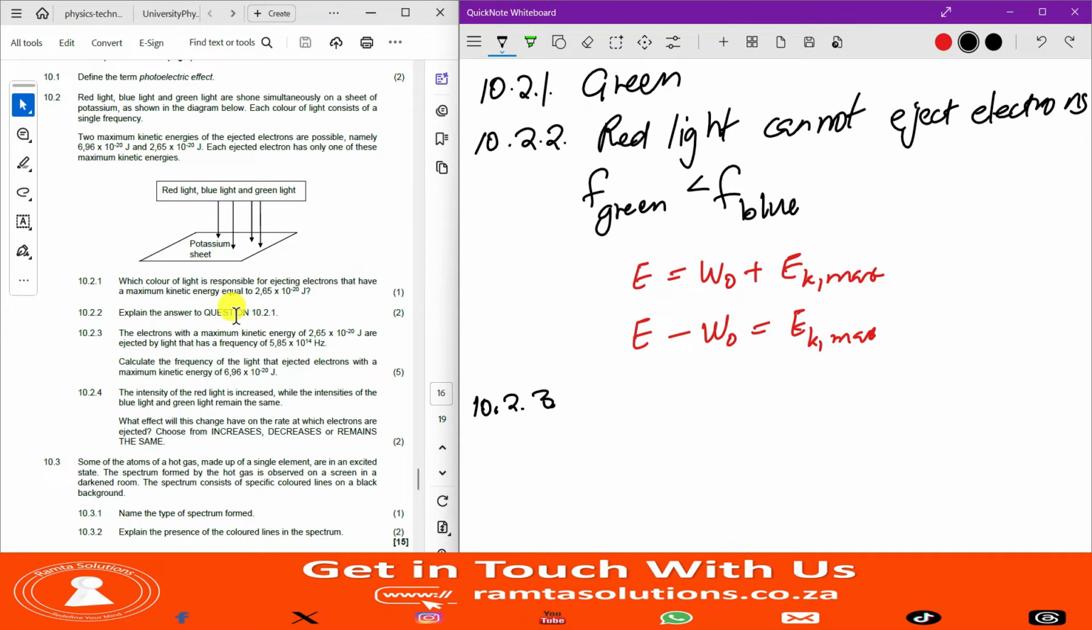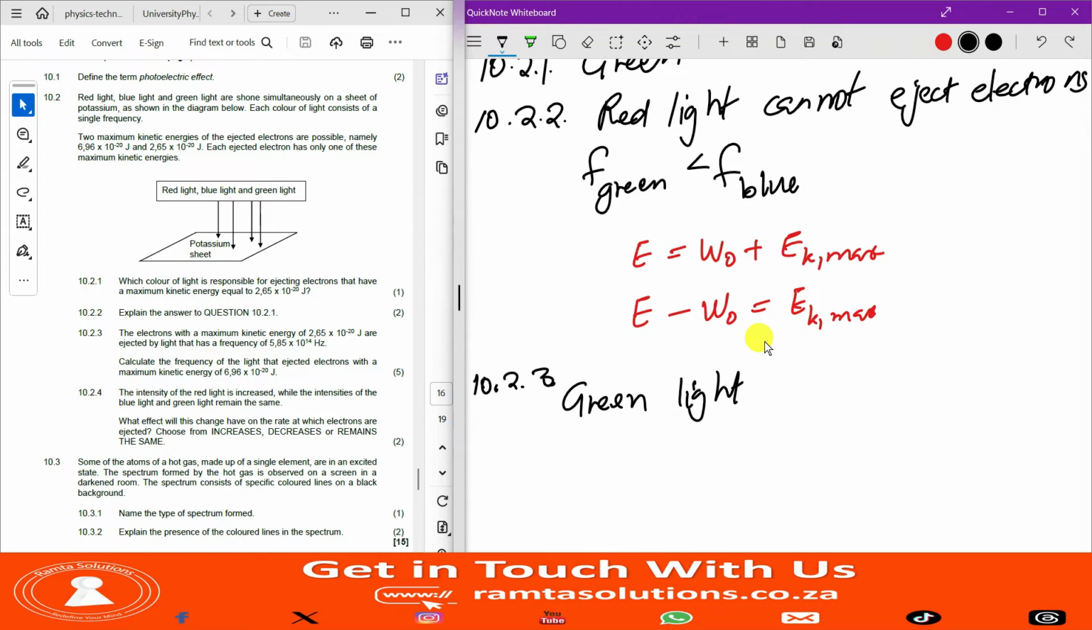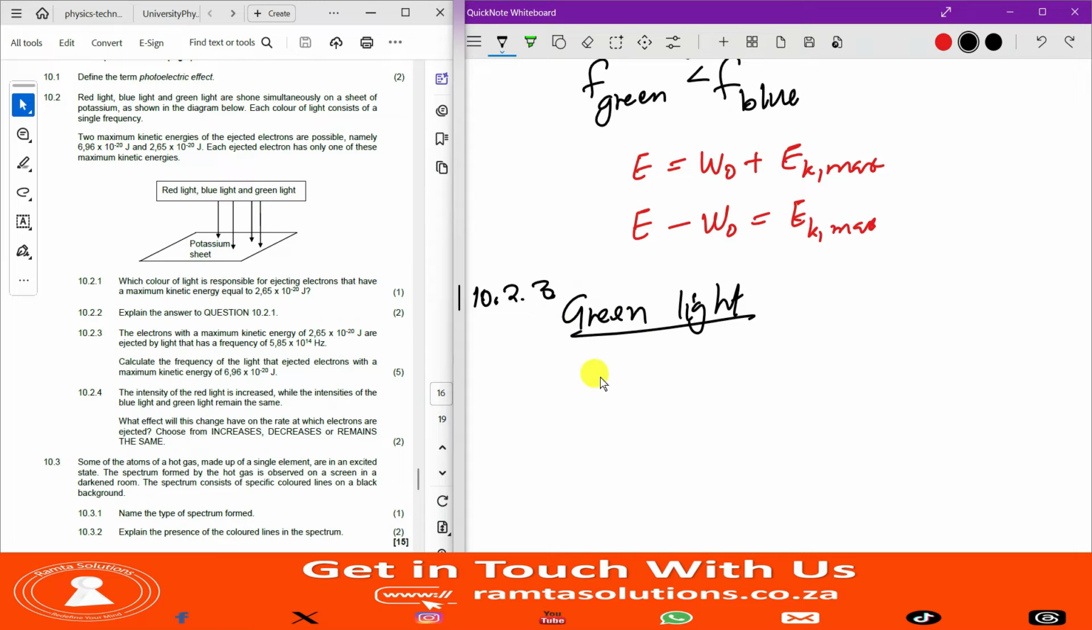Calculate the frequency of light that ejected electrons with the other maximum kinetic energy. Now, this is a two-part question. For the first part, we said for the green light, which had the 2.65, it seems we will be looking for the work function. Maybe let me not say green light as yet, so I don't have to repeat this formula.